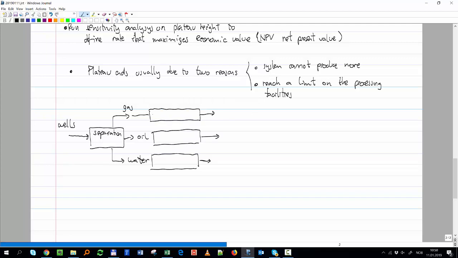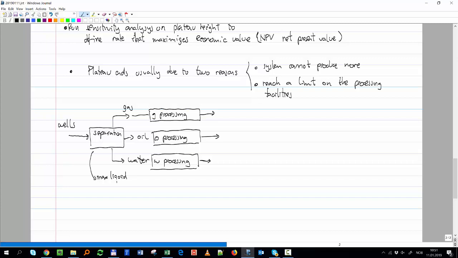So that will be gas processing, oil processing, and water processing. And because they are a physical system, they have a physical size. A separator is just a tank with some diameter, so here I typically have a limit on the maximum amount of liquid that it can take.